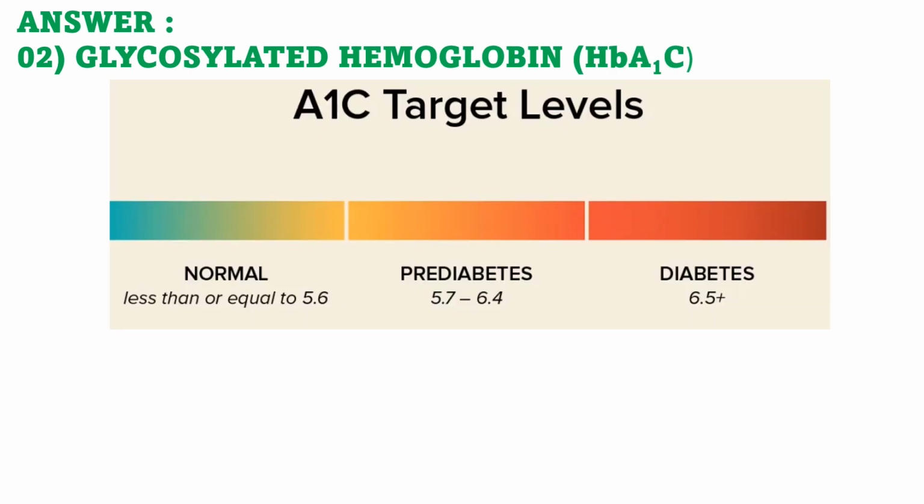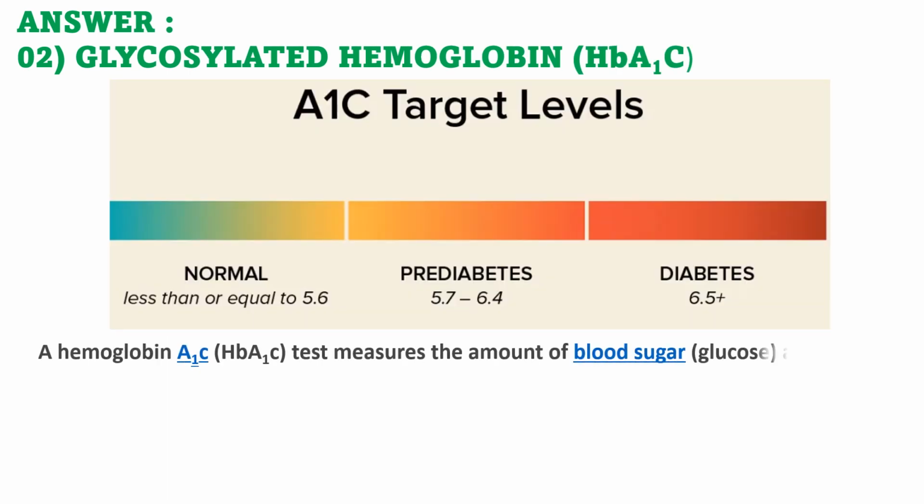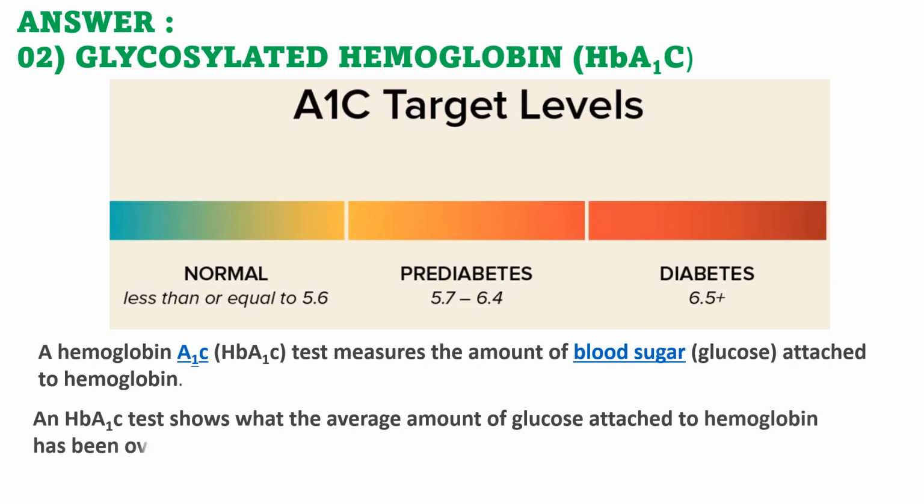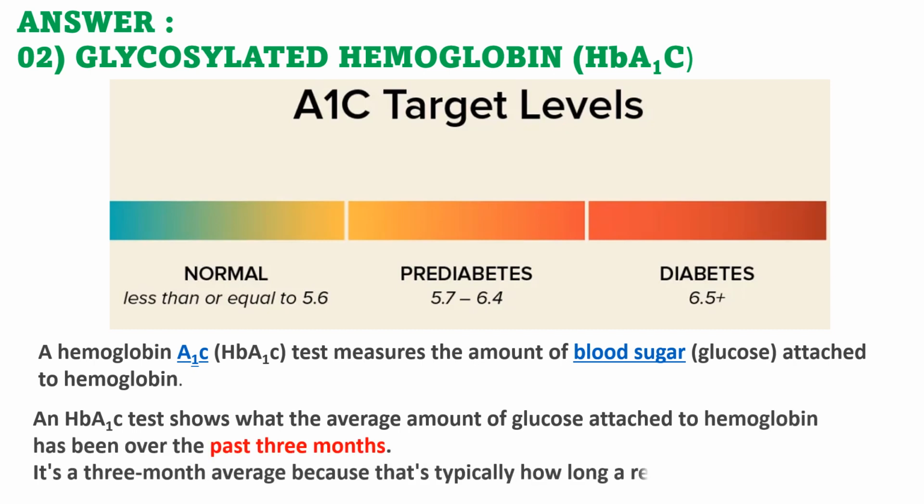Glycosylated hemoglobin, or the HbA1c test, measures the amount of blood sugar or glucose that is attached to the hemoglobin. This HbA1c test is used to diagnose diabetes, and it is also used to monitor the efficacy of treatment. An HbA1c test shows the average amount of glucose attached to hemoglobin over the past 3 months. So why does it give an average of the past 3 months? Because that is how long a red blood cell lives.